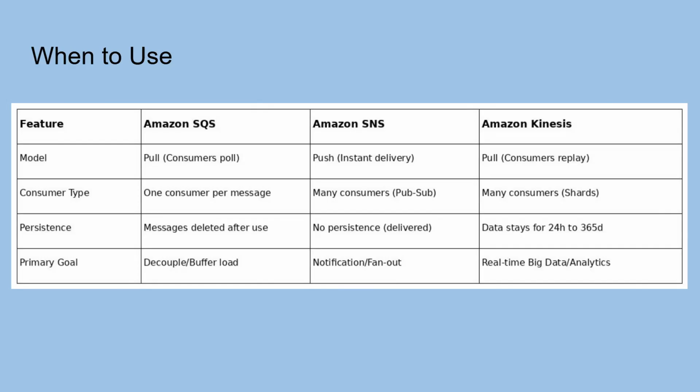Now, Amazon Kinesis, which I will actually be going over next. I'm sorry, this was out of order here. This is going to be a pull because the consumers can replay. Many consumers, which comes through shards. The data stays for 24 hours up to 365 days, depending. And what's great with this is it's real time and it's for big data and analytics.